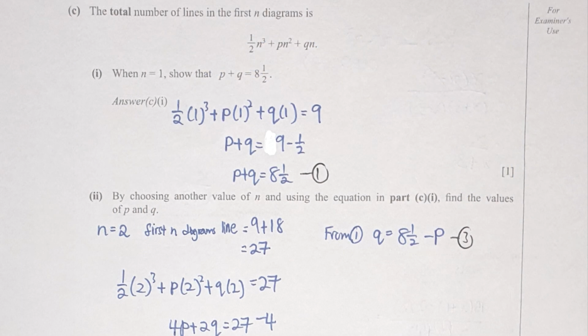At section C, when your n equals 1, the final result will be 9. So do take note that you're required to play around with the values given from the table on numbers of lines. When your n is 1, your result will turn out to be 9 lines. So p plus q equals 8 1/2. This one will be your equation 1.